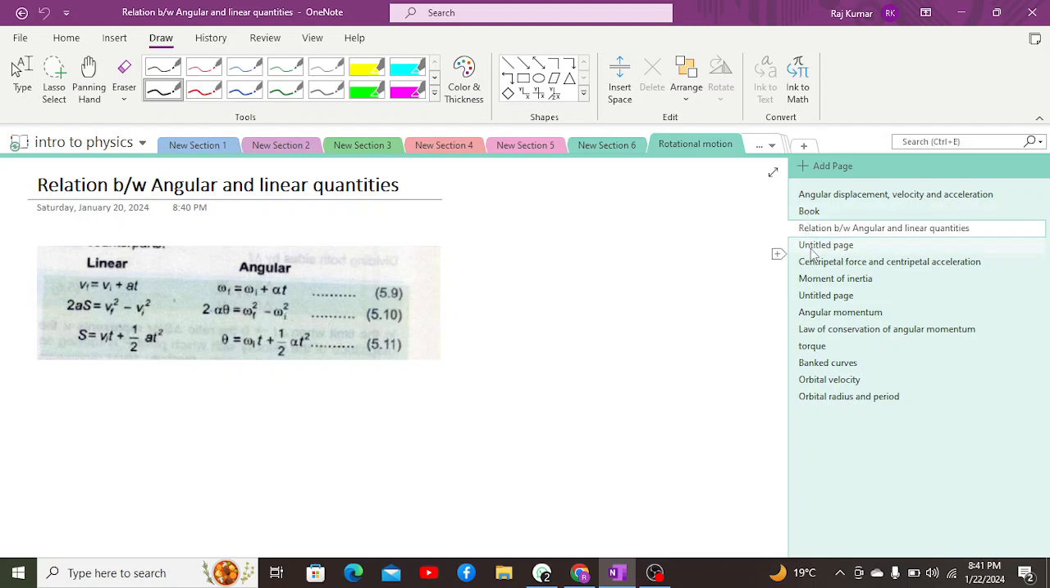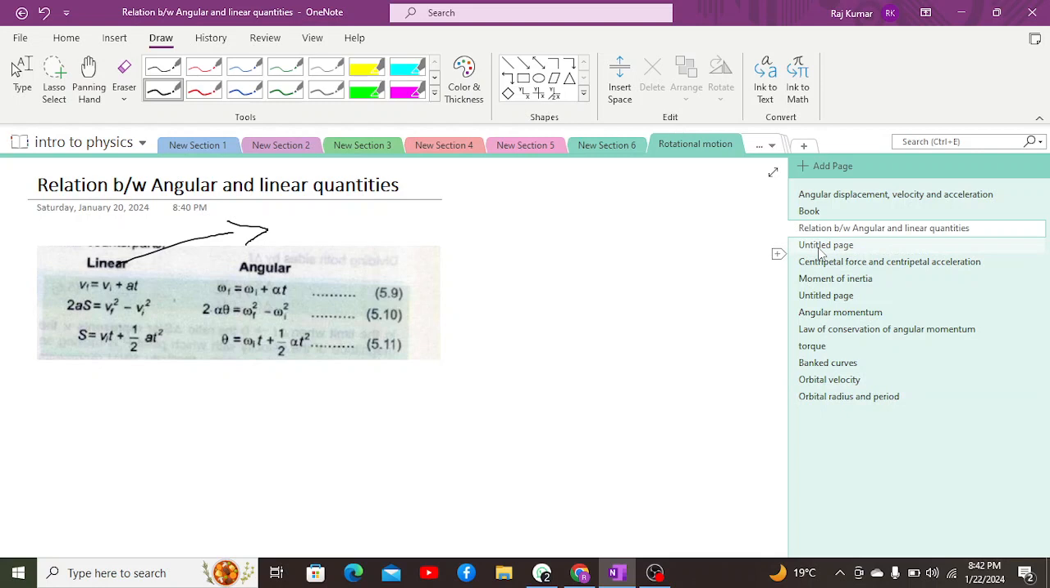Apart from that, there is some relationship between angular and linear quantities. These are the linear equations of motion and angular equations of motion. This is basically the simple relation. We can easily substitute the value of linear velocity or angular velocity, linear acceleration and angular acceleration, linear displacement and angular displacement. But a question arises: can we have a correlation using a mathematical expression between linear and angular quantities?